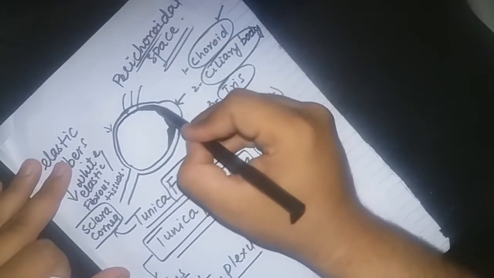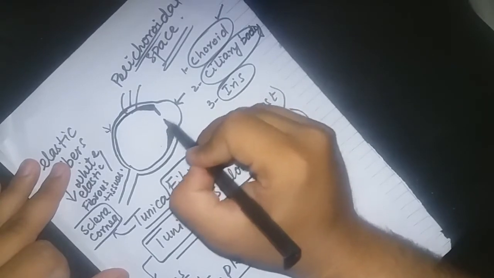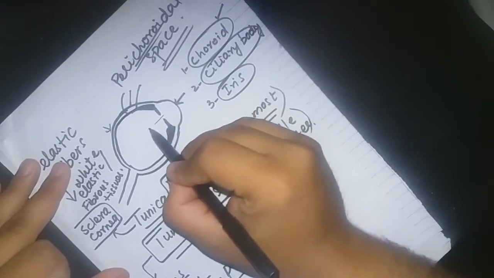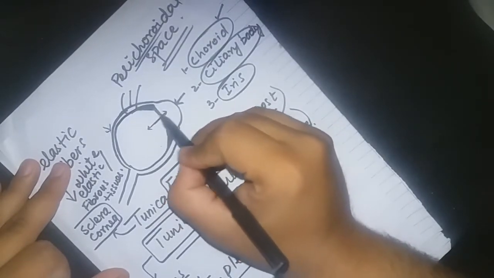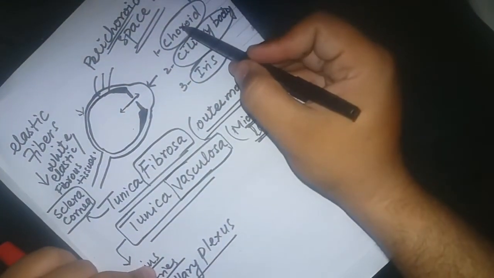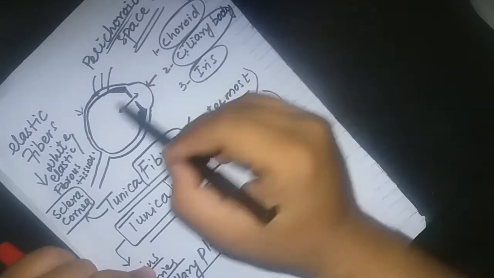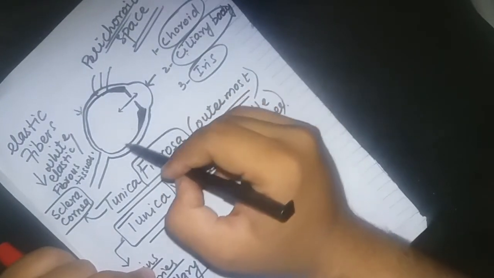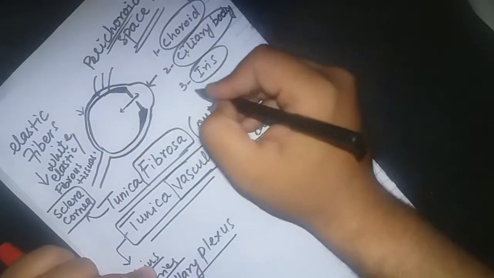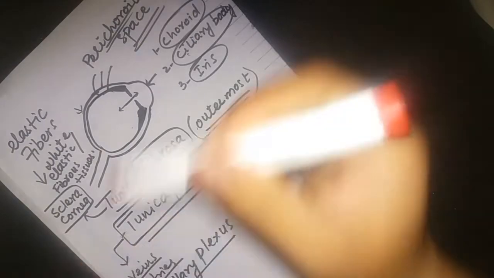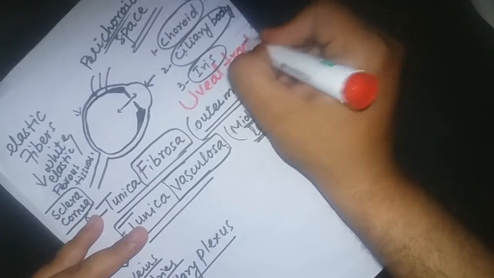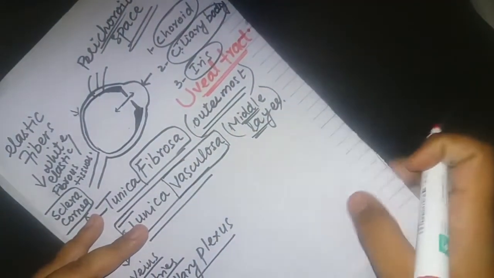Here is a diaphragm-like structure with an aperture or space in the center. This space is known as pupil. Now the second layer is composed of choroid, ciliary body and iris. This layer from choroid up to ciliary body, including iris, is also known as uveal tract.